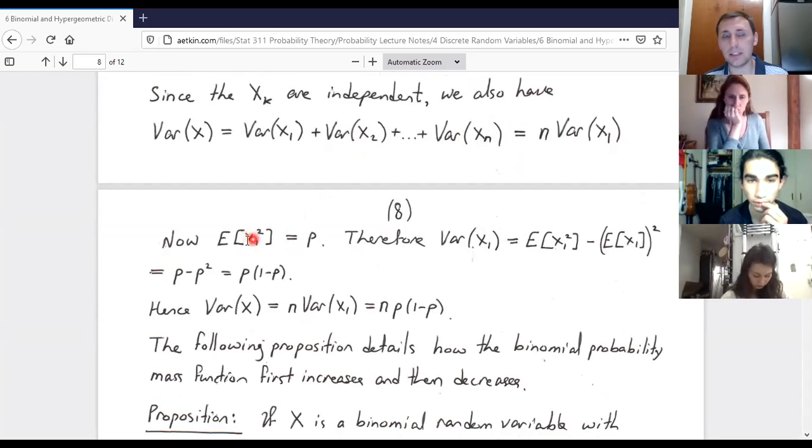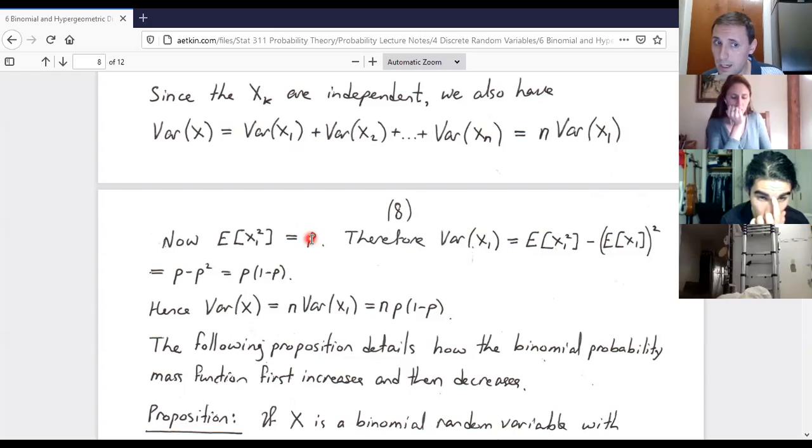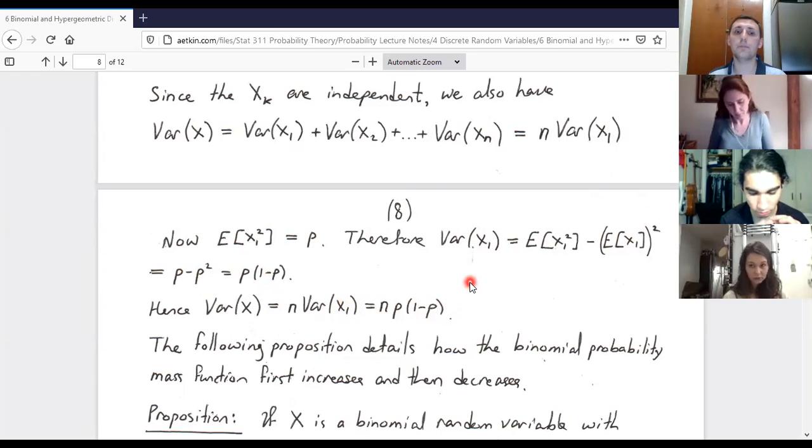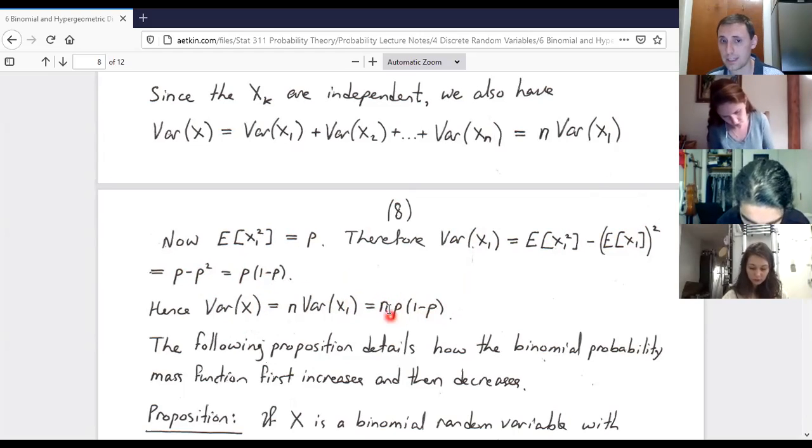Now, what's the expected value of x1 squared? Remember, I'm going to calculate the variance of just x1. Now, x1 squared is 1 squared multiplied by p plus 0 squared multiplied by 1 minus p. In other words, the expected value of x1 squared is still p. And how do I calculate variance? I take the expected value of x1 squared minus the square of the expected value of x1. It will be p minus p squared. You see that? I can factor out the p. It's p times 1 minus p. So I have p times 1 minus p plus p times 1 minus p, n times. And therefore, my variance for the entire random variable is np, multiplied by 1 minus p. Do you understand how I solved it?